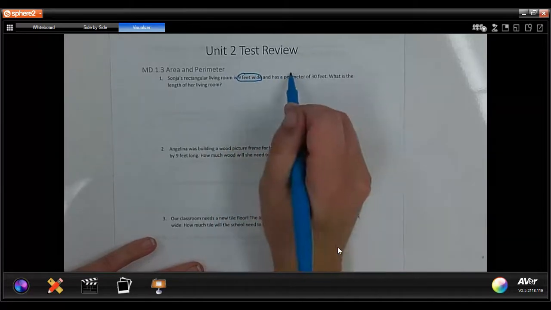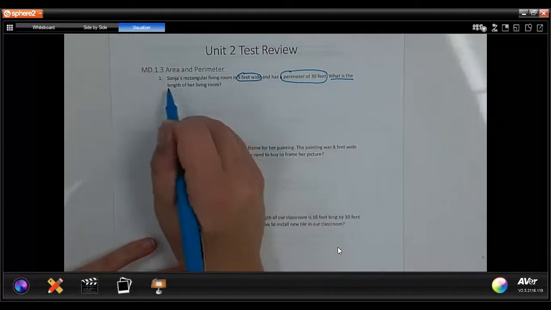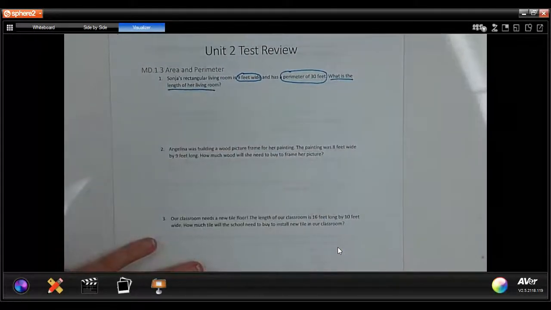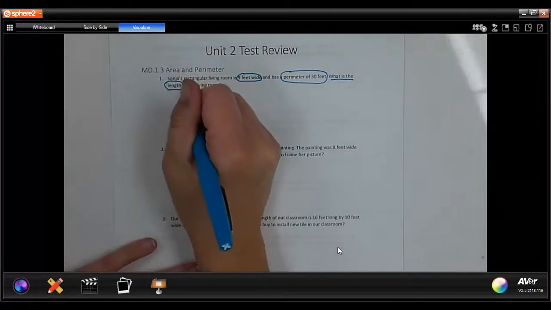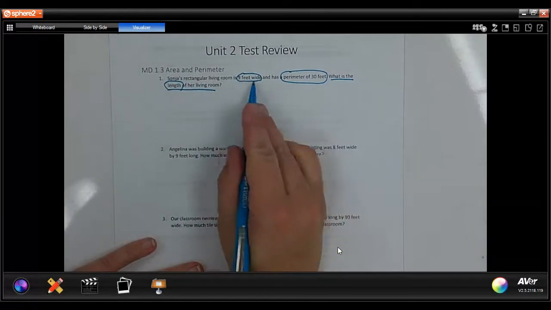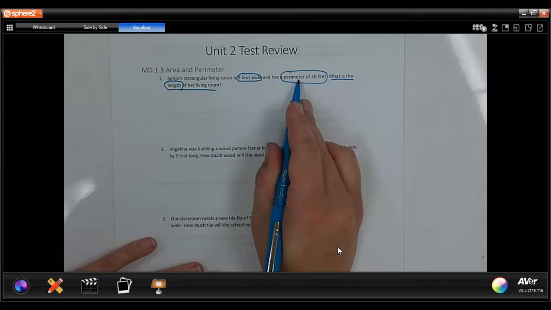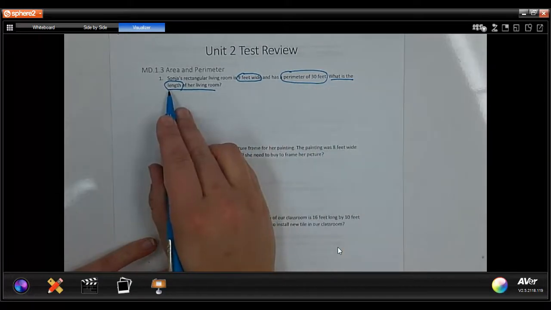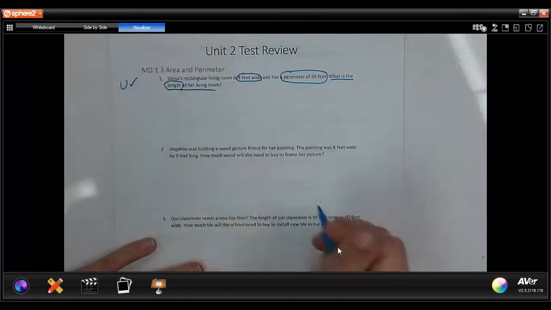9 feet is important. Perimeter of 30 feet is important. The question is important. What is the length of her living room? I'm going to circle length because that's something I'm trying to find. So I understand that I know the width and the perimeter, and I'm trying to find the length of the living room. So I understand this problem.